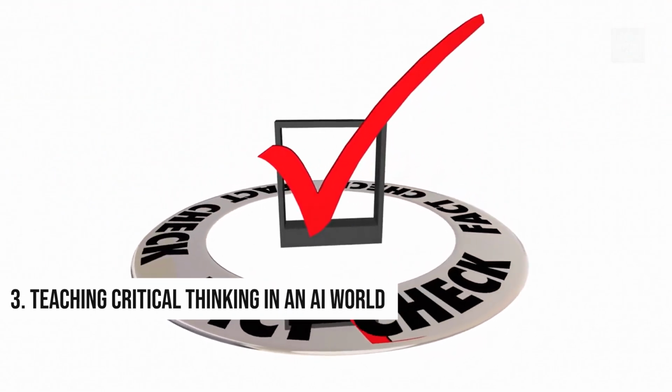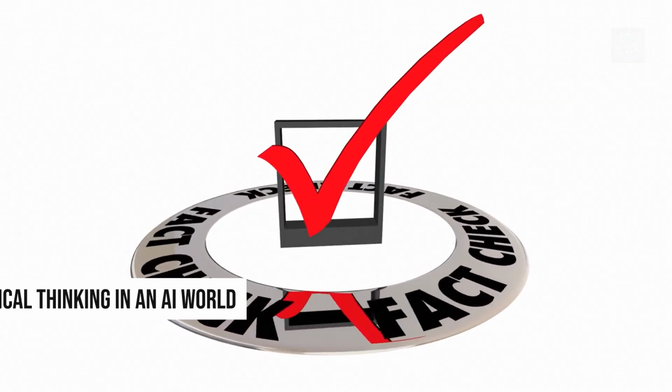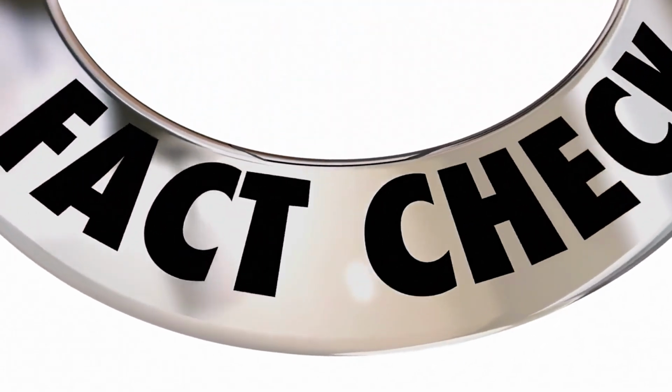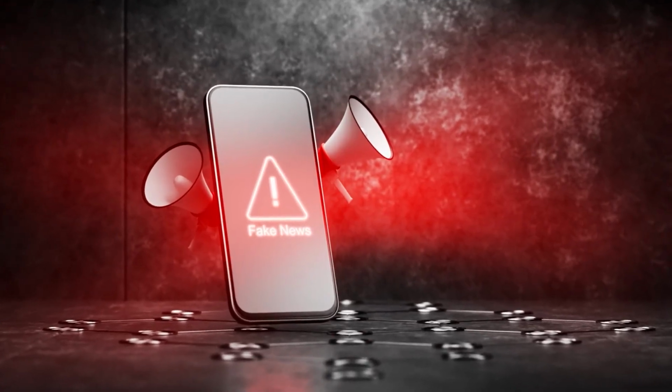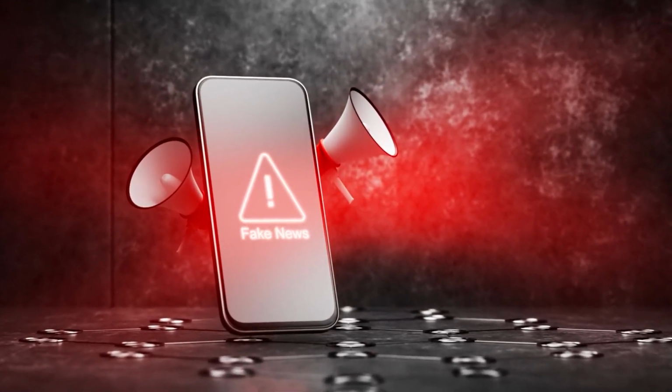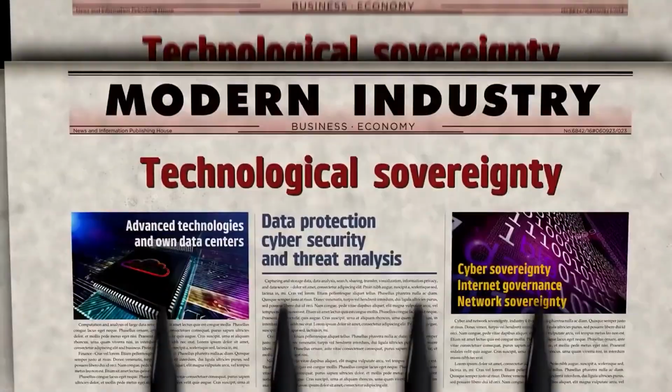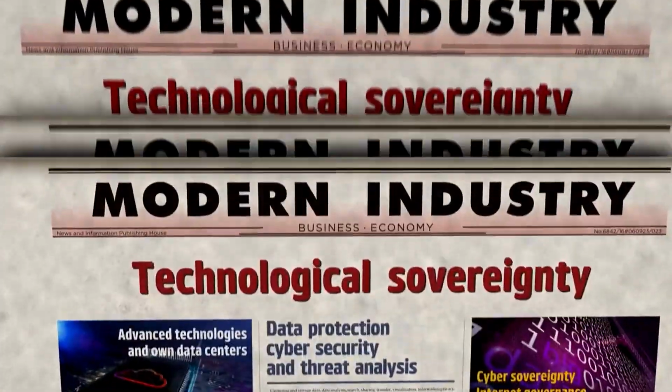3. Teaching critical thinking in an AI world. Critical thinking is essential for evaluating information, but the AI era makes it more complex and urgent. Students must learn to question the authenticity and intent of digital content, moving beyond surface-level appearances.